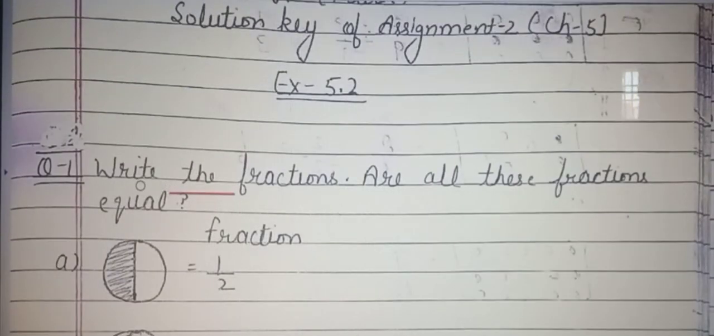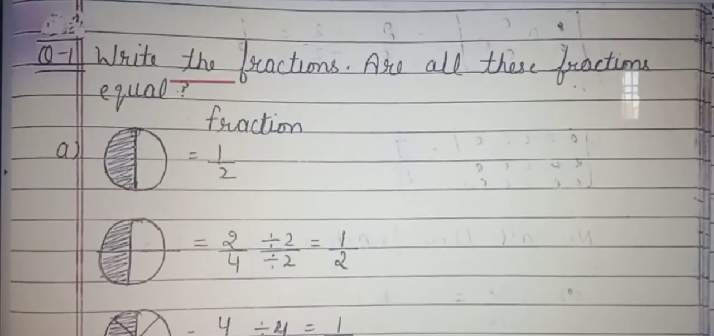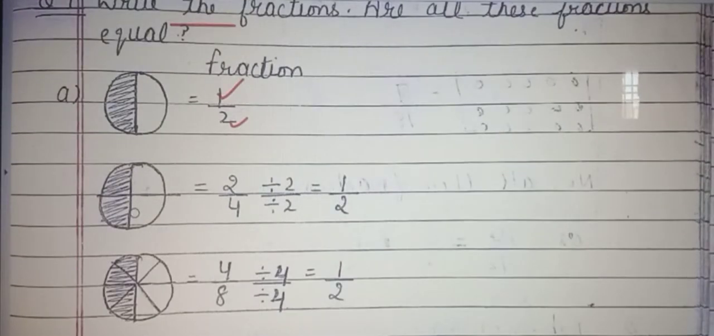Now the first question is, write the fractions. Are all these fractions equal? So here the fraction for the given figure, as one part is shaded and total two parts are there, will be 1 by 2. And for the next figure, the fraction will be 2 upon 4, as two parts are shaded and total parts 4. As we can see that 2 is the highest common factor of these two, we will divide both numerator and denominator by 2, and it gives us 1 upon 2.